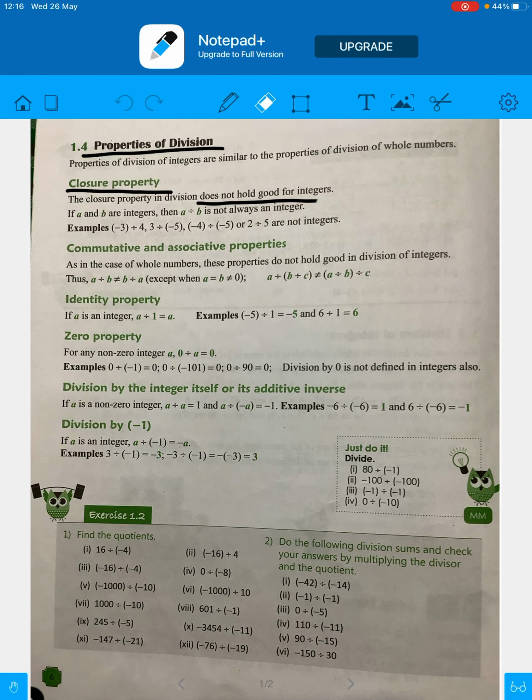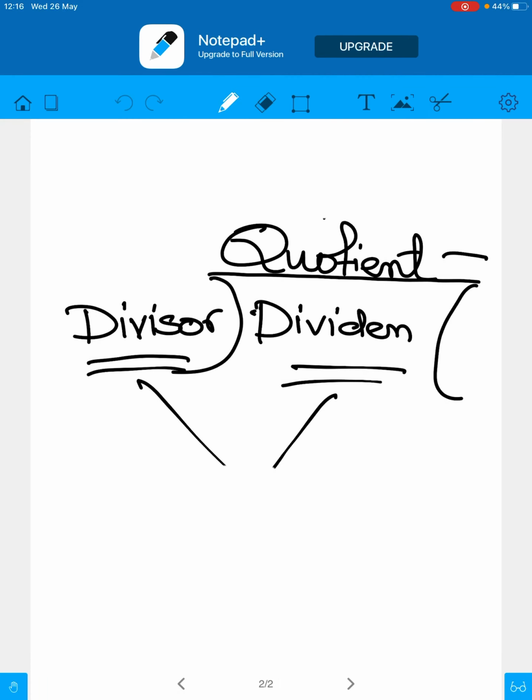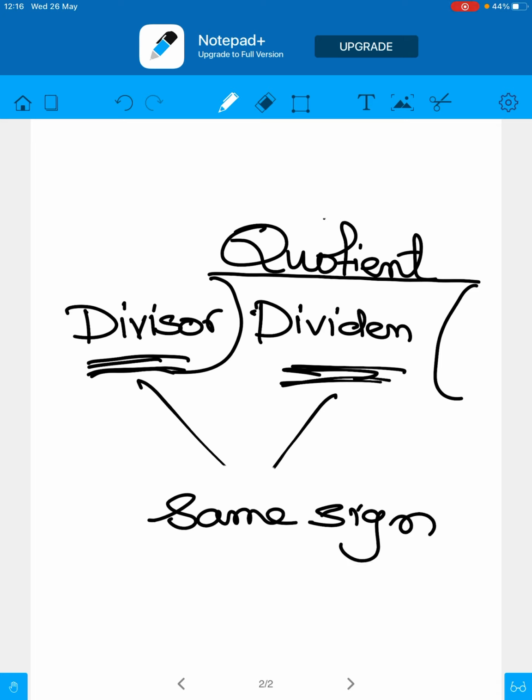So we are studying chapter number 1, that is multiplication and division of integers. In this chapter we have studied about multiplication of integers, and in division of integers in the last class we have learned about divisor, dividend and the quotient, right? So we have learned that if dividend and divisor are of same sign, what is the quotient? The quotient is positive.